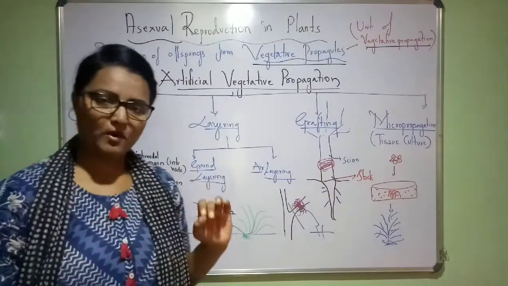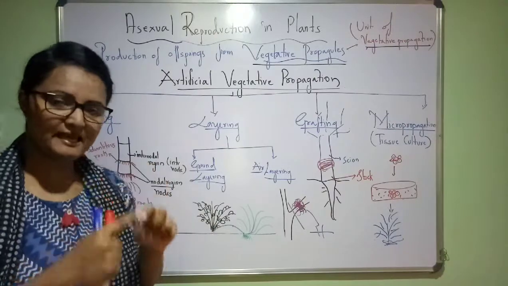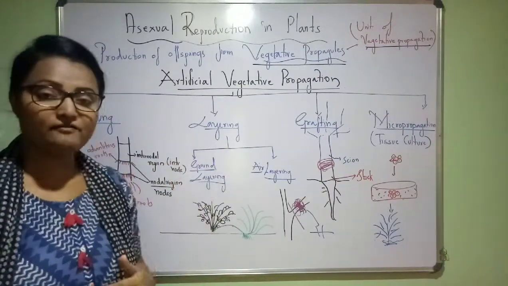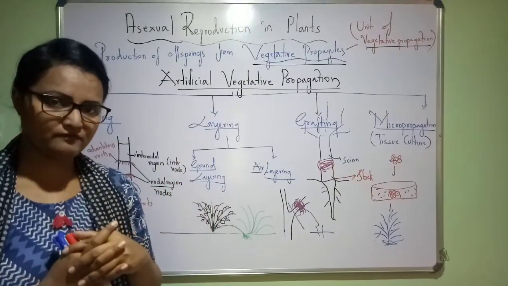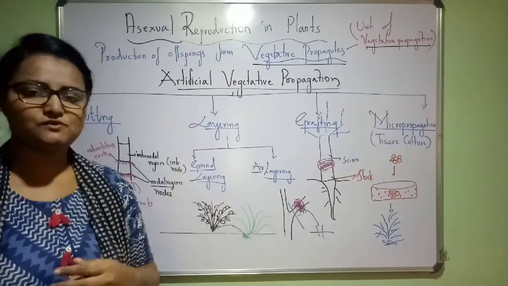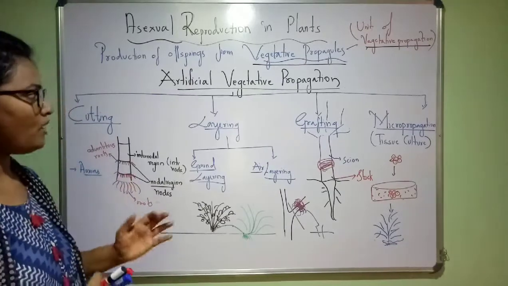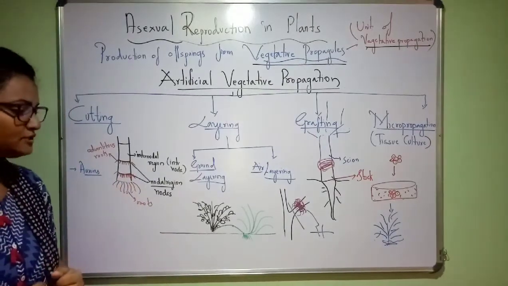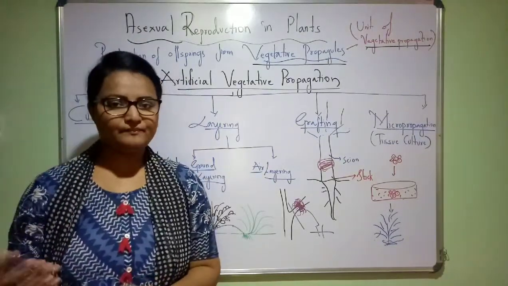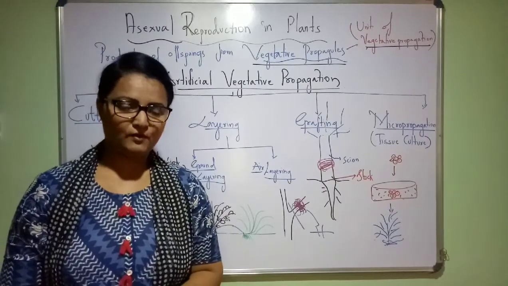Okay, this is artificial propagation. One is simple cutting, next is layering, either ground or air layering, next is grafting, mixing the characters of two different plants, maybe the desired character also. The fourth one is tissue culture or micropropagation. So this is artificial vegetative propagation. In our next class we'll move on to sexual reproduction, its events and life phases. Okay, thank you.